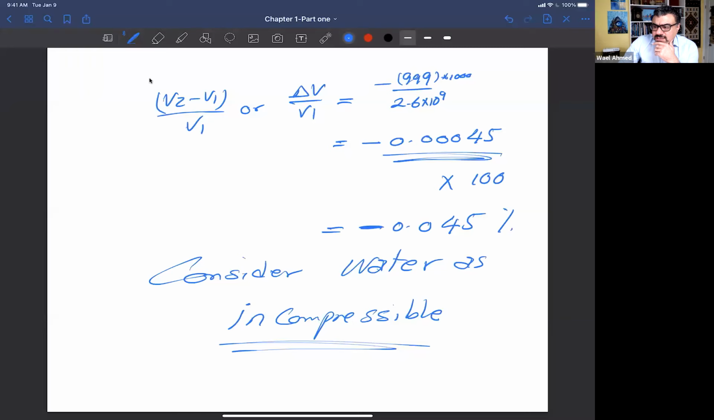Compressibility is affected by temperature, yes. That's why the numbers given in this problem are at standard conditions. You will see compressibility given in the table at a certain temperature and pressure, because pressure is part of the definition of compressibility.